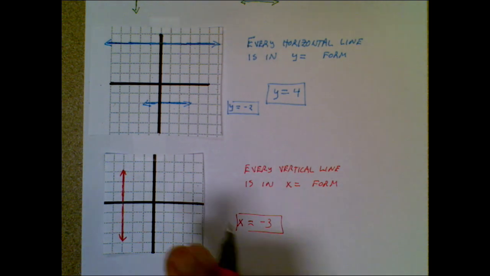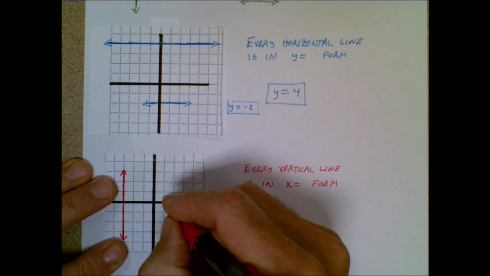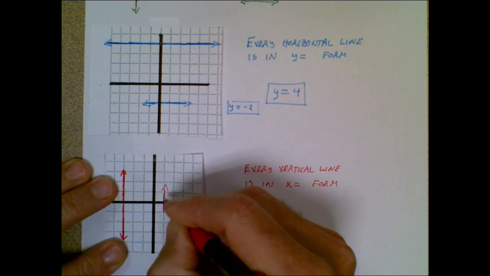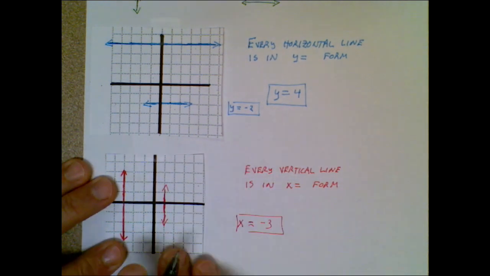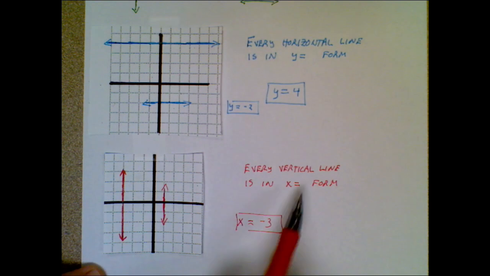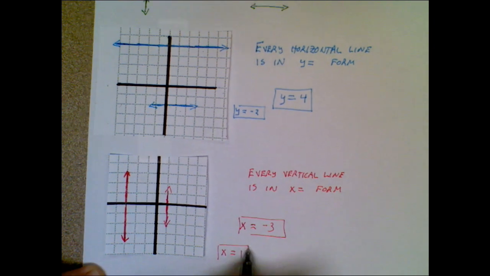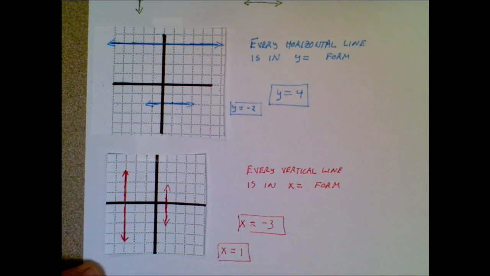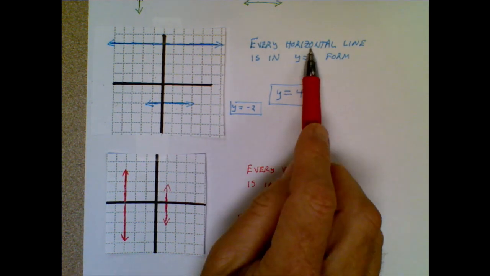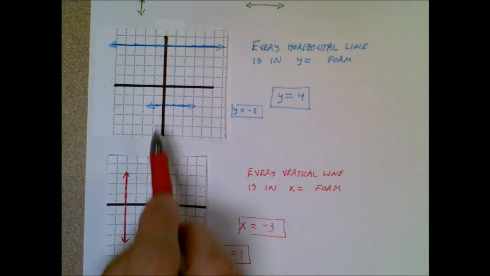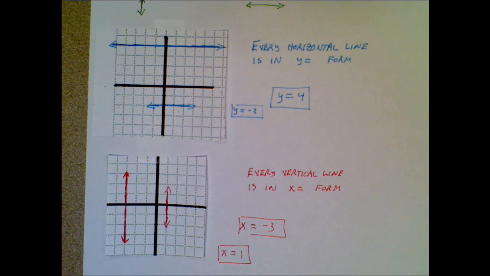If I had another vertical line, let's put one over here. Okay. Since I know it's a vertical line, I know every vertical line is in x equals form. So I would start with the x equals, and then I would just count it's 1 unit to the right of the axis. So that is x equals 1. It's that simple. Don't make it more complicated than that. Just know these two statements and do your counting, and you've got your equation of a line.